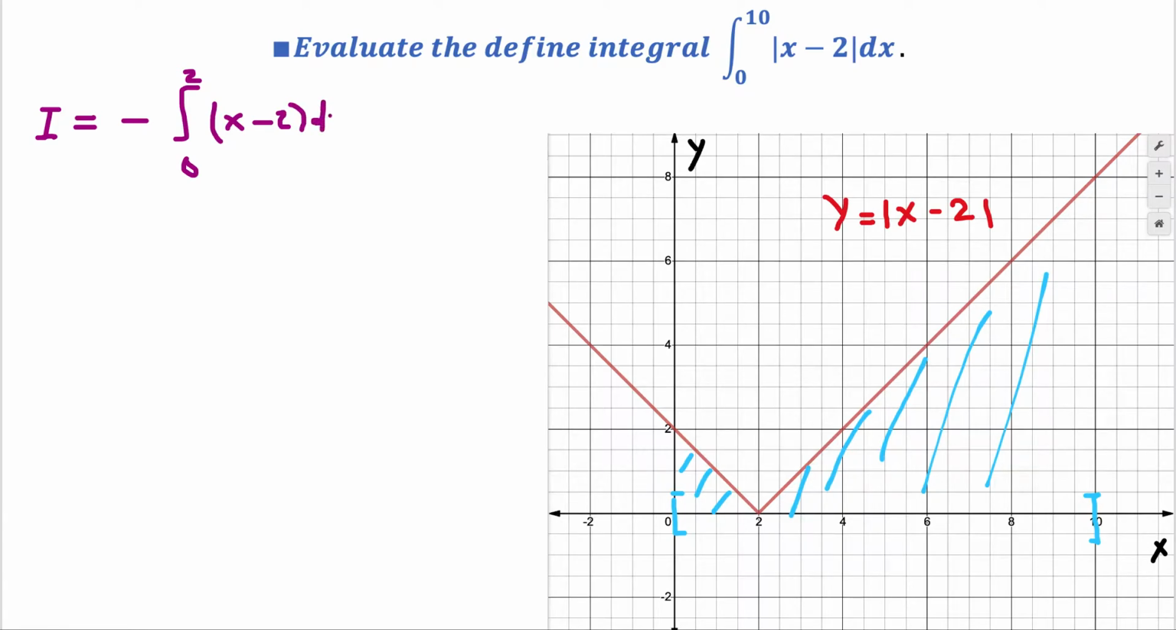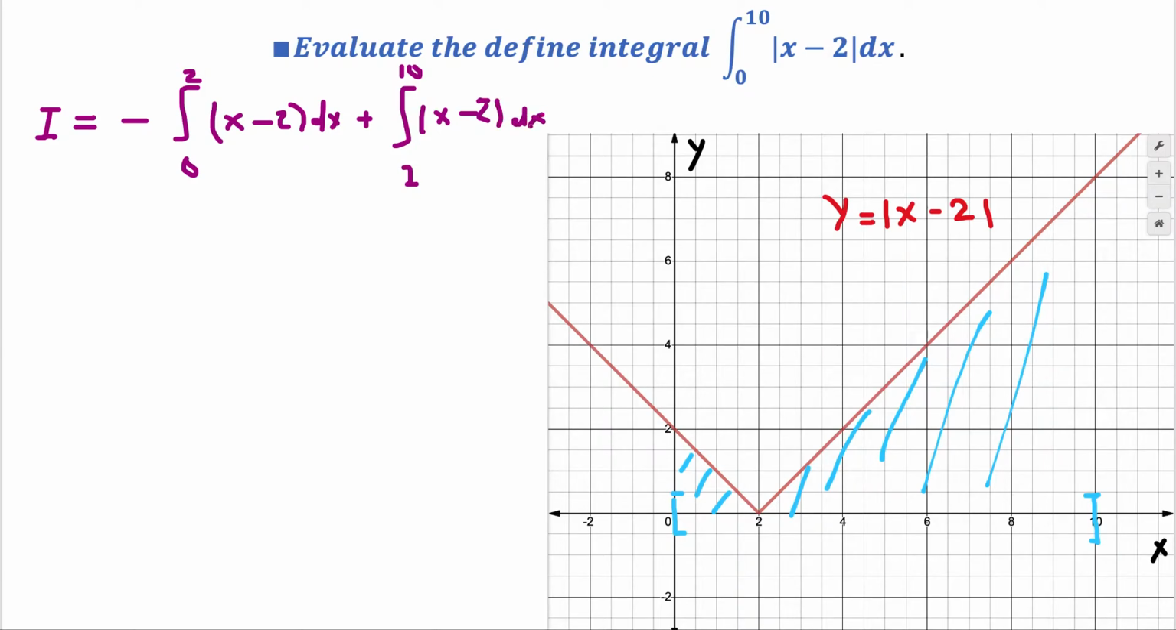And the other part of the integral is from 2 to 10, and as you see here the slope is positive, so I'm taking a plus, and the limits of the integral are from 2 to 10 of x minus 2 times dx. Okay, let me write this dx a little better.